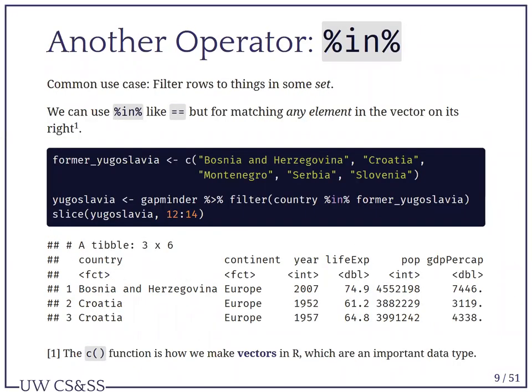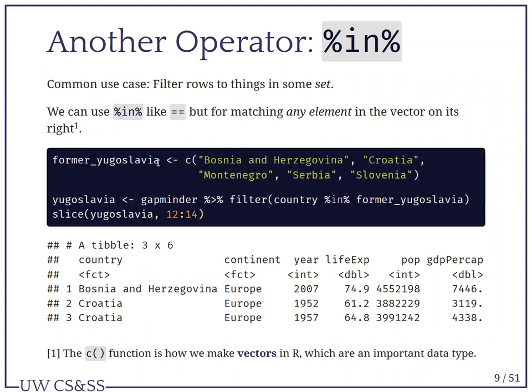Okay. So let's revisit the %in% operator. Its common use case that we might want to include in a dplyr operation is for filtering things in some set. So we can use %in%, like the equals equals, remember our logical expressions from last week, but for matching any element in a vector on the right.